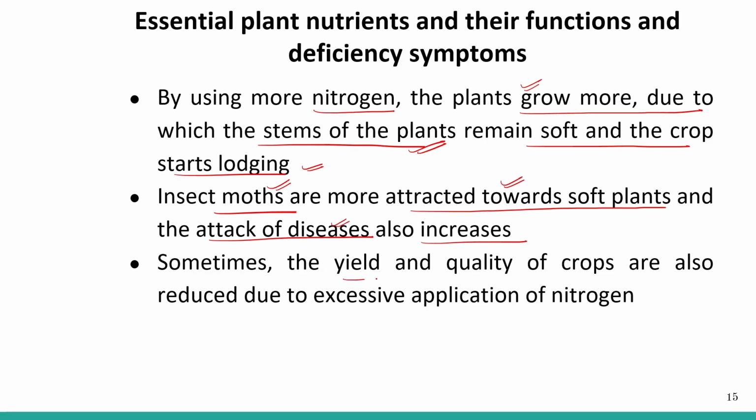So sometimes the yield and the quality of the crops are also reduced due to the excessive application of nitrogen. So excessive application of nitrogen is not good. It should be in a proper proportion, otherwise the yield and quality of the crops also get affected.